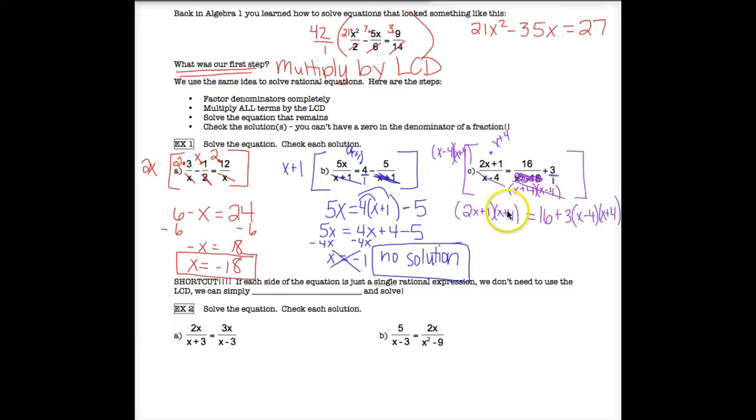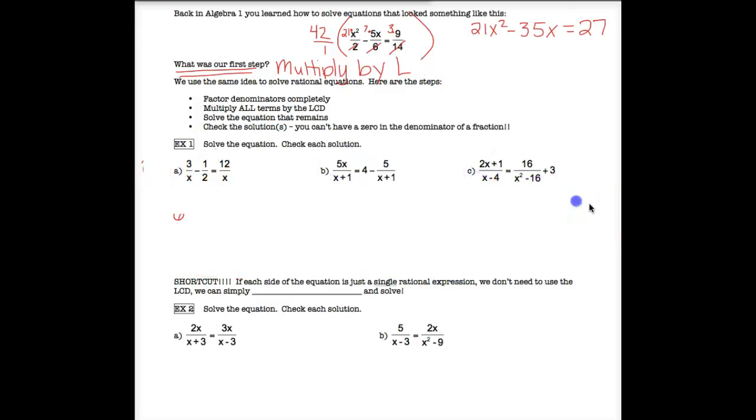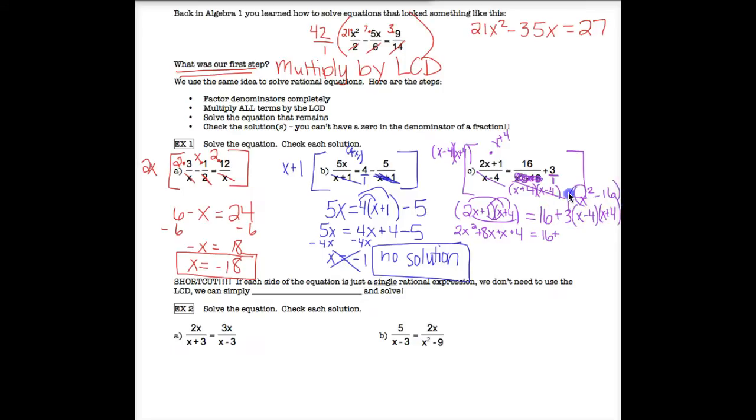So now I'm going to simplify. So I'm going to FOIL here on the left side. So 2x times x is 2x squared. 2x times 4 is 8x. 1 times x is x. And 4 times 1 is 4. Over on the right side, my 16 stays the same, but I need to FOIL this, which is just going to give me x squared minus 16. And then I need to distribute the 3 to both of those terms. So 3x squared minus 48.